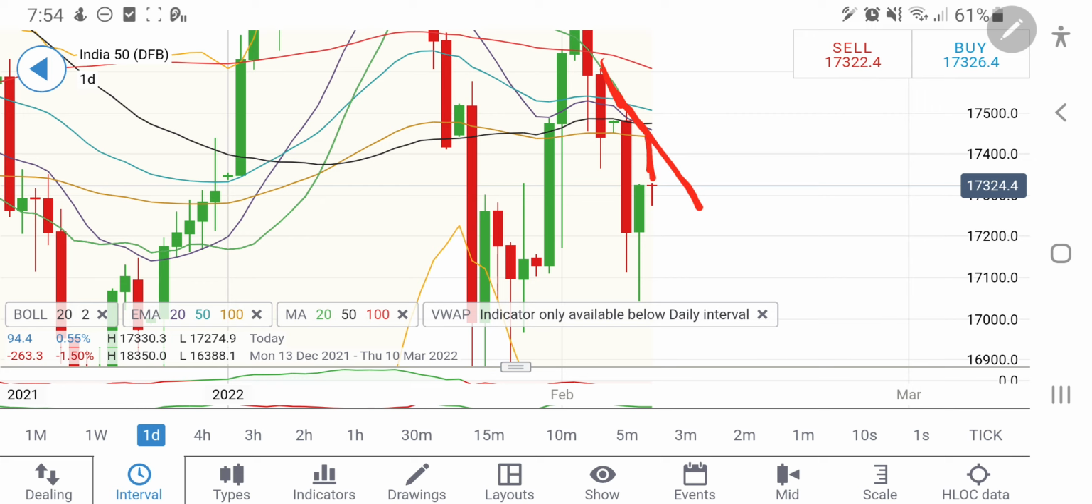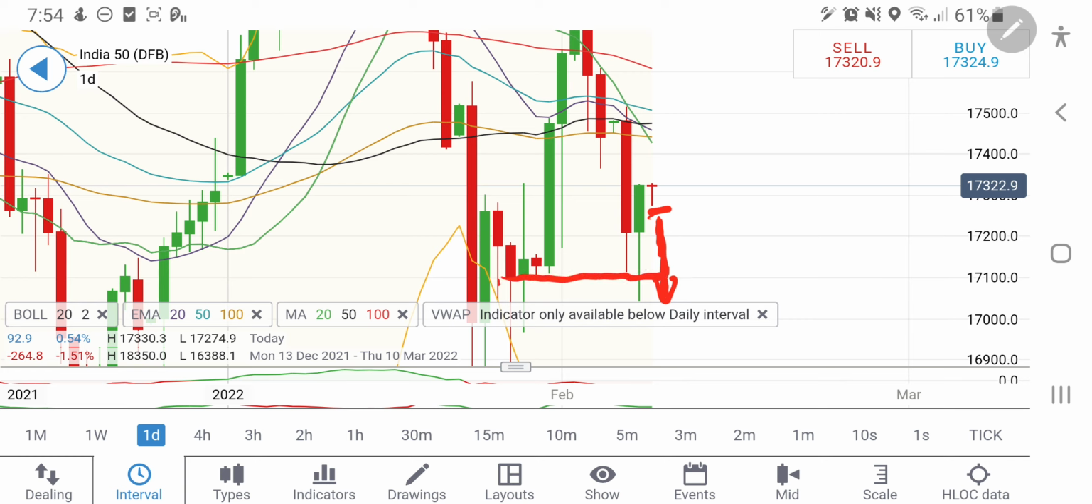So once it breaks the 17,350-360 zone, you can enter a long entry there. You can expect it to rise towards 17,450 levels, and support will come into the picture at 17,250. Once it breaks 17,250, you can take a short entry. How far could this go, the sky is the limit. It can drop towards this zone at 17,100.